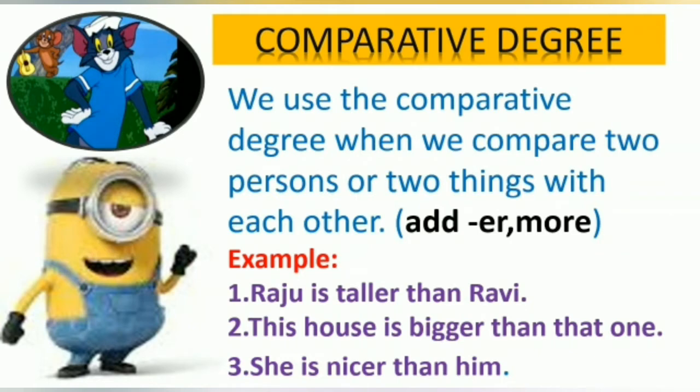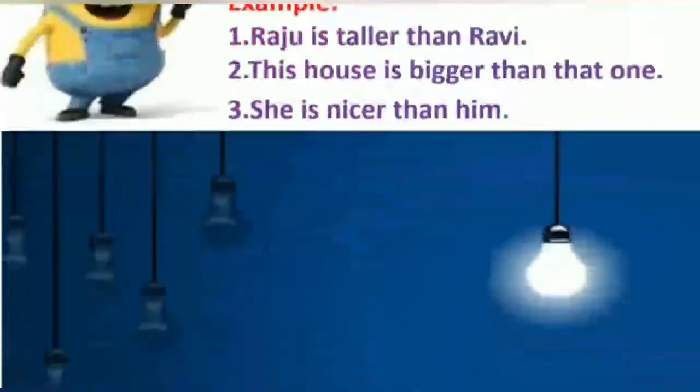Let us see few examples. Raju is taller than Ravi. This house is bigger than that one. She is nicer than him. Here, one boy is compared with another one person. One house is compared with another one house.